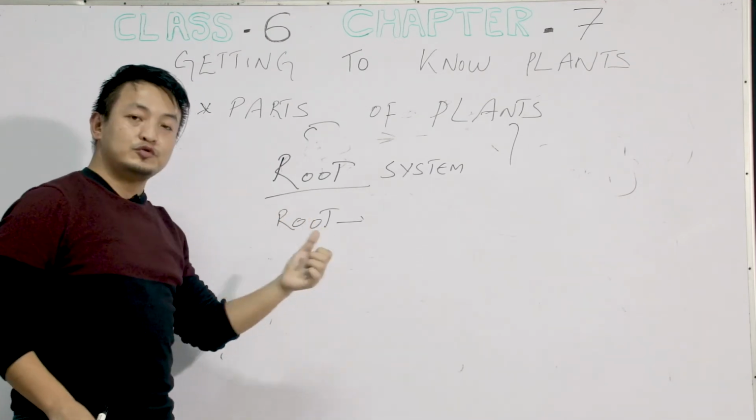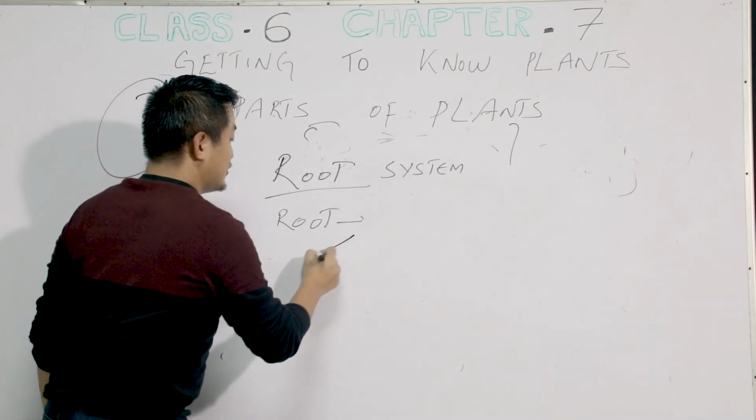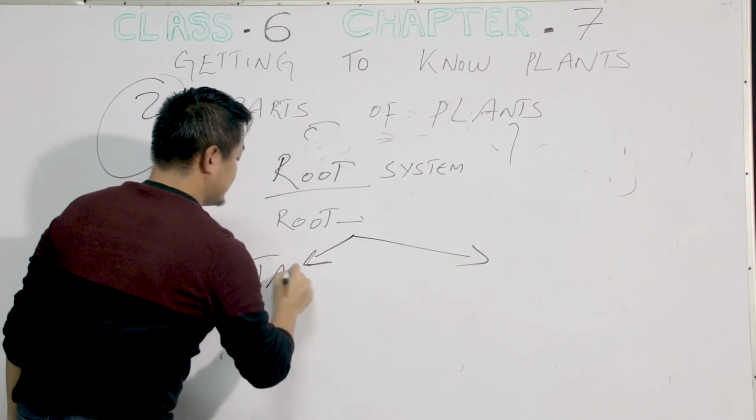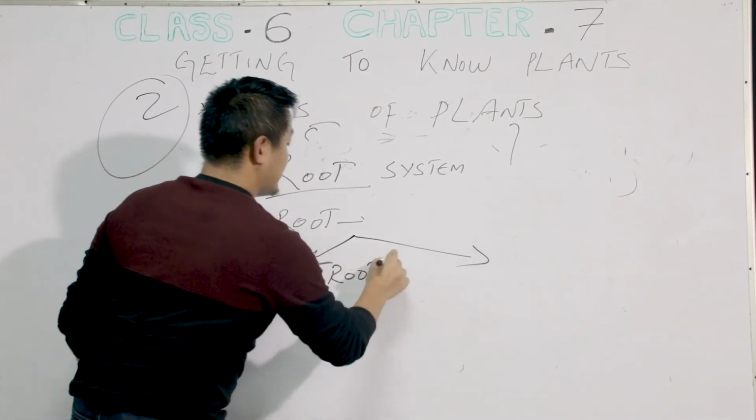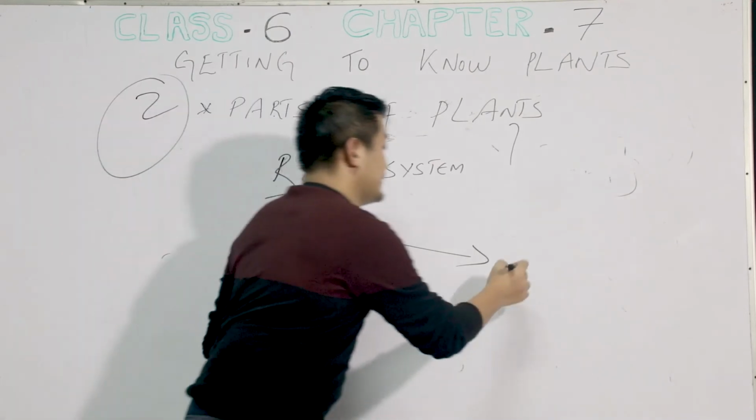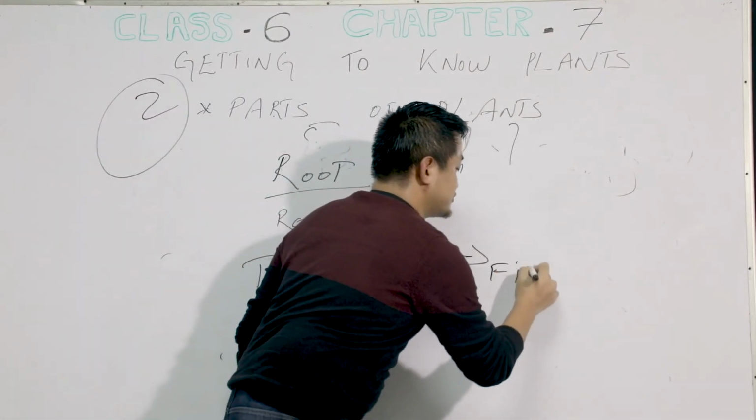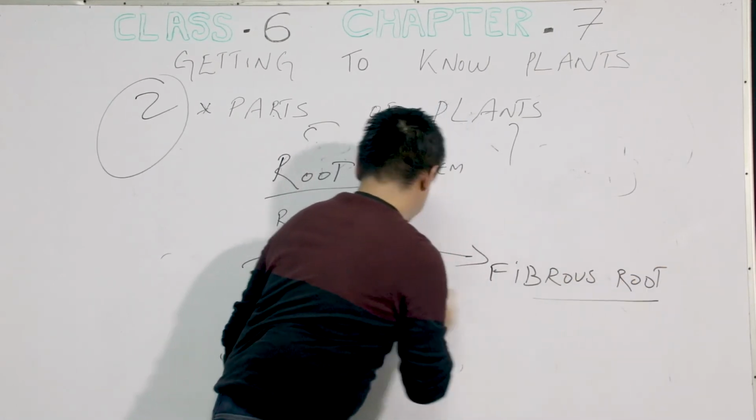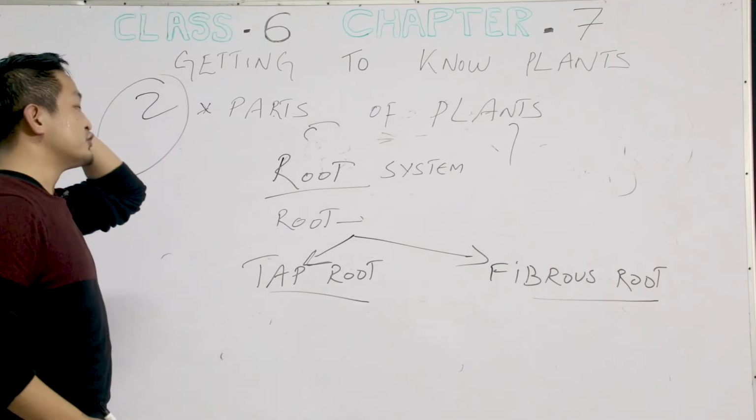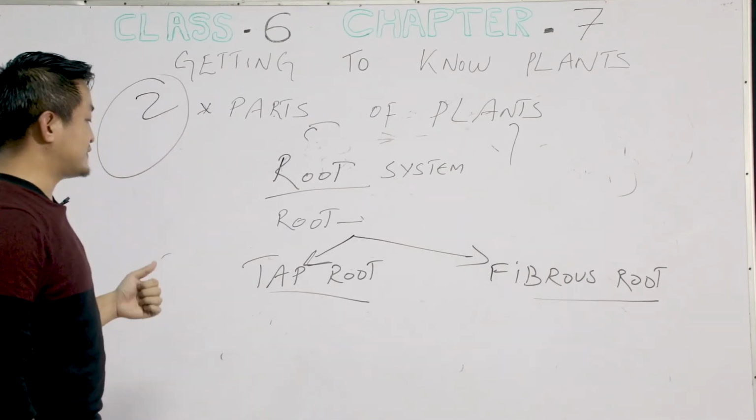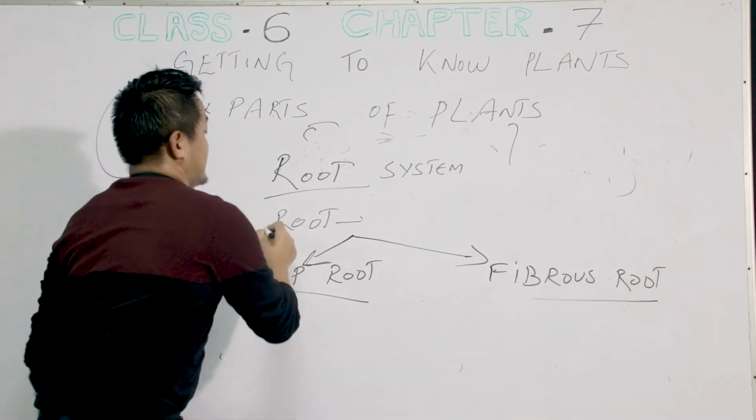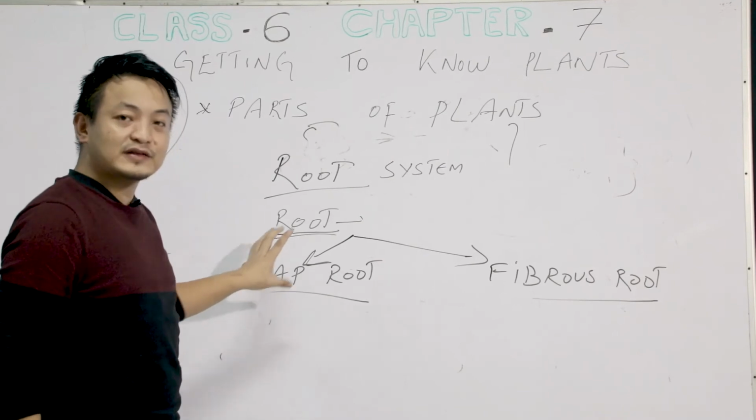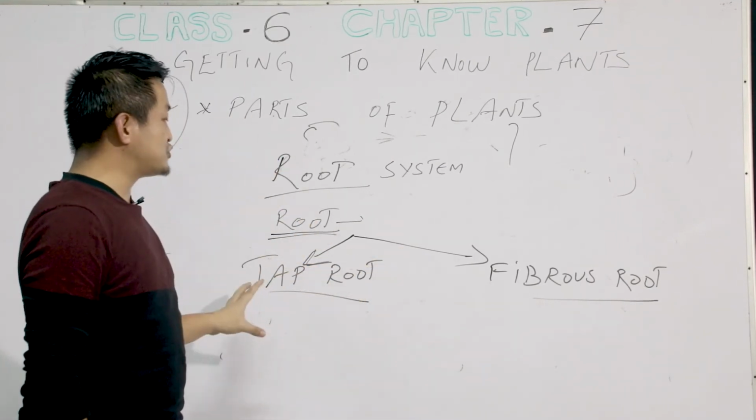Now, how many types of root do we have? We have two types of root, that is tap root and fibrous root. Clear? Keep this in mind. How many types of root do we have, students? We have two types, tap root and fibrous root. So students, I'm sure now you are clear with their names, right? Taproot and fibrous root.